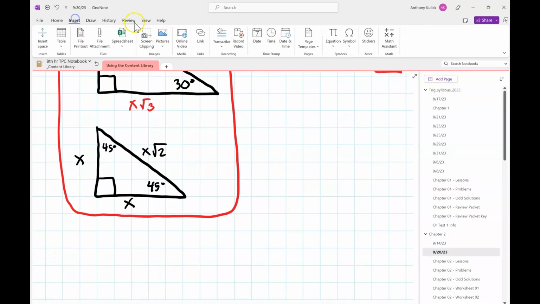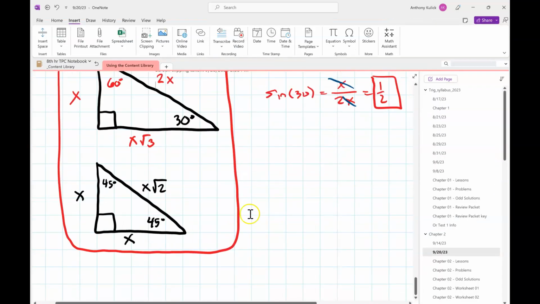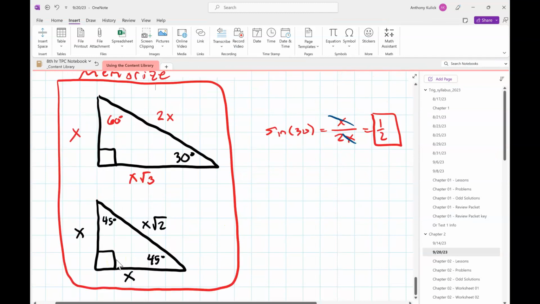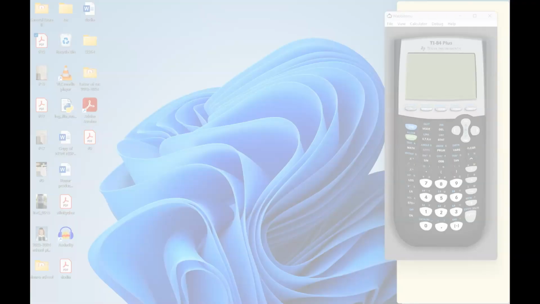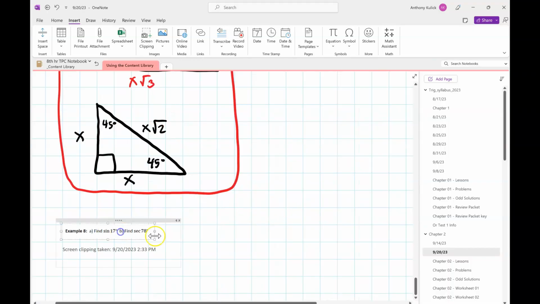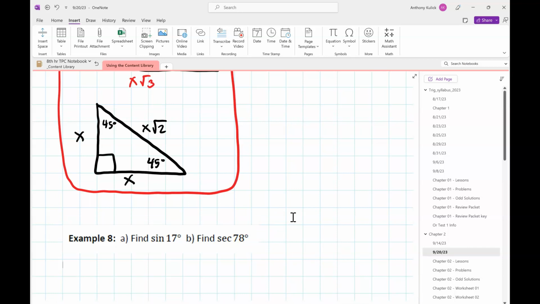Let's do this next then. What if I ask you to find sine of 17 and secant of 78? Notice what is missing from the direction on these problems. Doesn't say you can't use your calculator. So what am I going to do? I'm going to use my calculator.